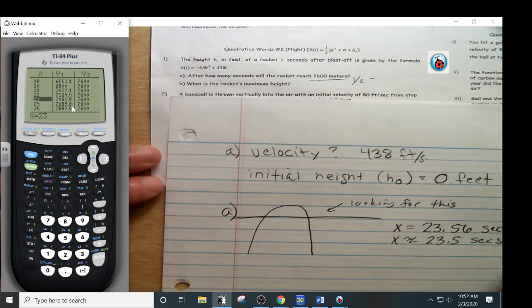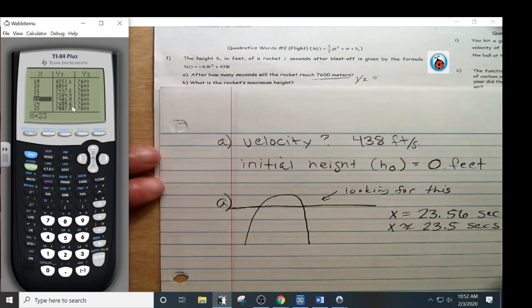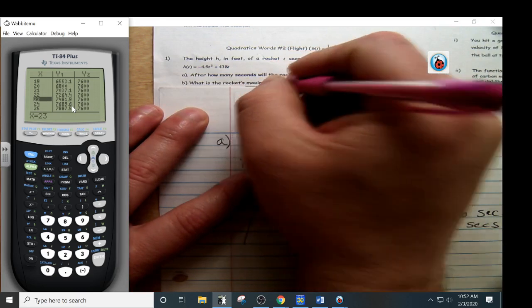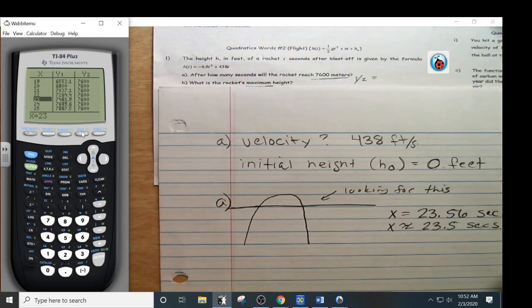Now, let's go on to something a little easier. What is the rocket's maximum height? Okay, so now, guys, here's my key word. What am I looking for? Vertex. So let's do this. Hit zoom 6. Now, guys, why does my calculator look funny? Your axis is off. Right. I'm going to turn it back on. And I'm going to hit graph.